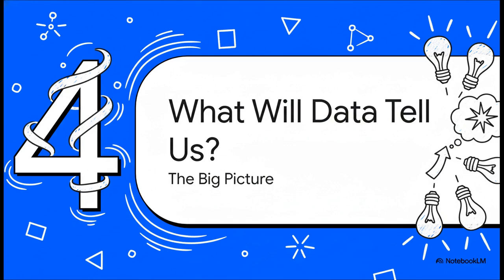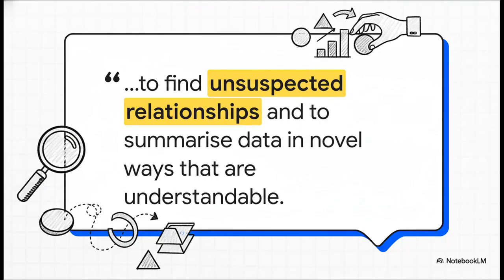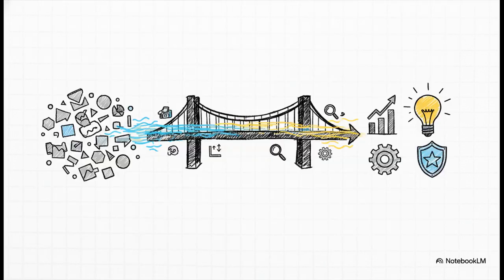So, after all that, what is the big picture here? What's the ultimate goal of sifting through all this information? I love this quote from the source material because it just hits the nail on the head. The goal is to find unsuspected relationships. It's about discovering things that are genuinely new and then summarizing them in a way that's actually useful for a real person.